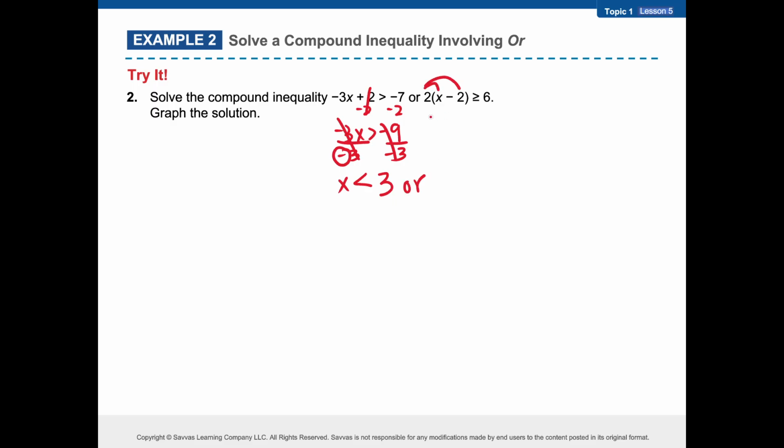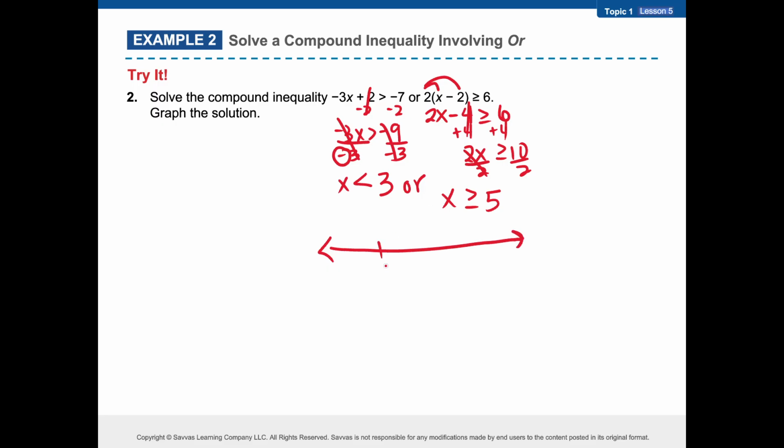Or, do our distributive property, 2x minus 4 greater than or equal to 6. Add 4 to both sides. 2x is greater than or equal to 10. Divide by 2, or x is greater than or equal to 5.